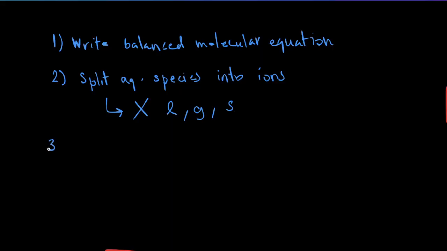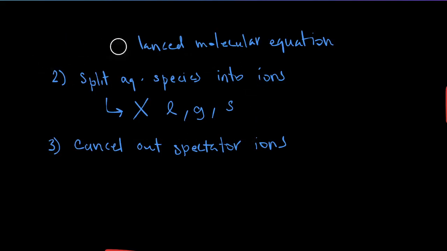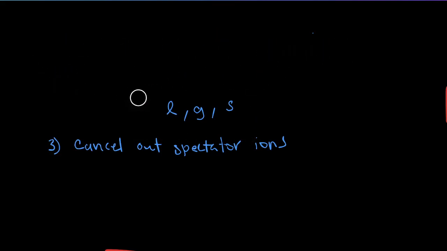Okay, and number 3 will be to simply cancel out your spectator ions. And as you'll see, spectator ions are just the species that appear on both sides of the equation unchanged, and so they will simply be canceled out. Okay, so let's keep these 3 steps in mind as we look through the following problems.